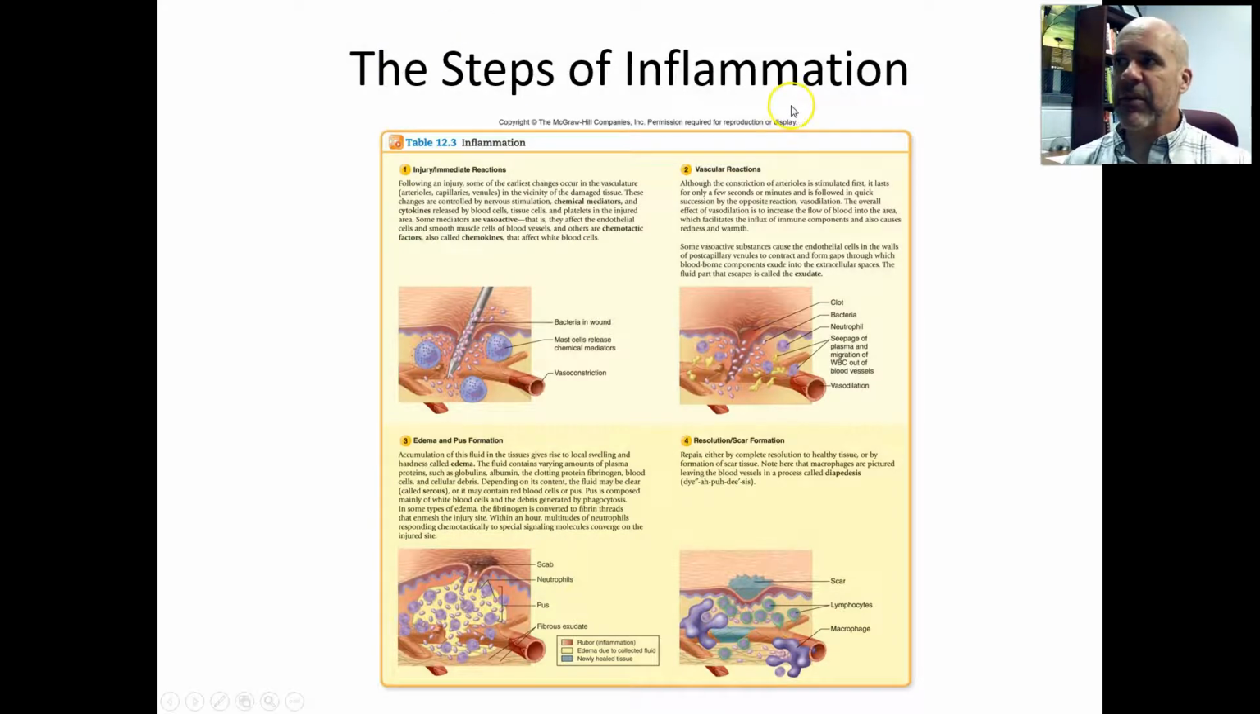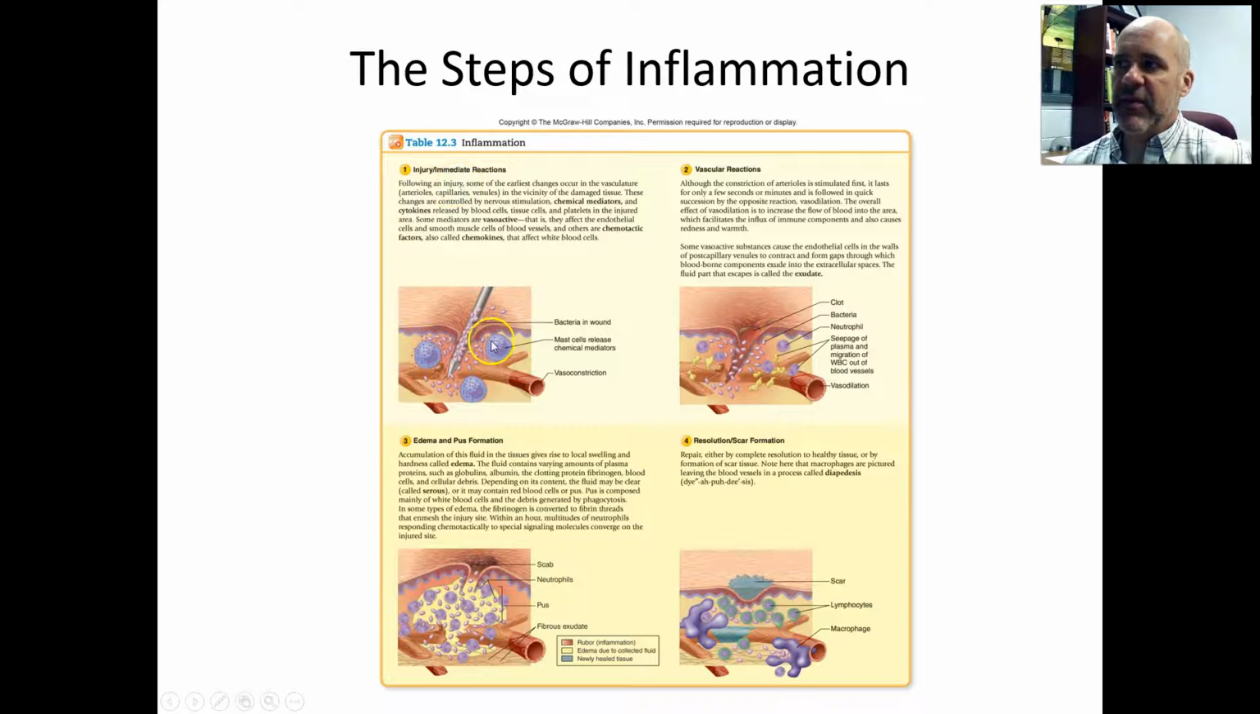The key steps of inflammation. Take a look at this table in your textbook and be sure you read through it, because it goes a little more in depth on the key stages of inflammation. But as I just described, there is an injury or the presence of microorganisms that get into the tissue, like here where a nail is penetrating the skin and working its way down into the underlying connective tissues.